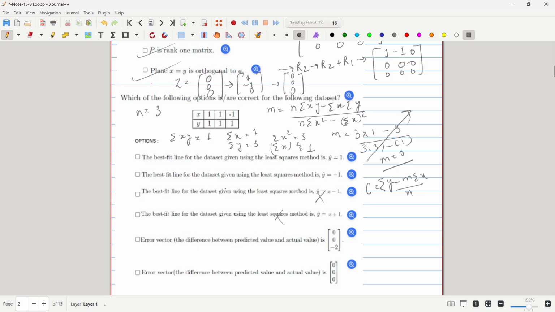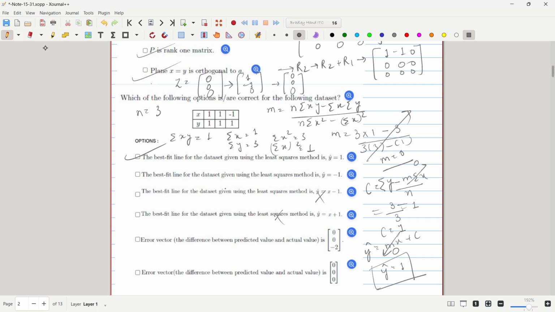Now the value of c is summation of y minus m times summation of x, divided by n. What is summation of y? Summation of y is 3, minus m is 0, so this value will be 0. And what is the value of n? n is also 3. So the value is 1. So the value of c is 1. So the best fit line is y dash is equal to mx plus c. As the value of m is 0, so that term will be cancelled out. And what is the value of c? c is 1. So y dash is equal to 1. So the first option is correct.